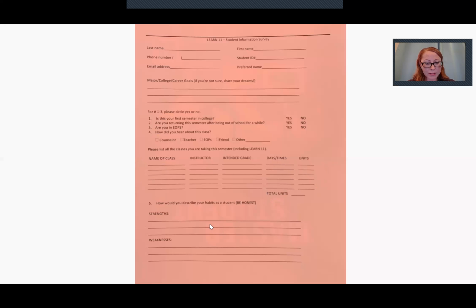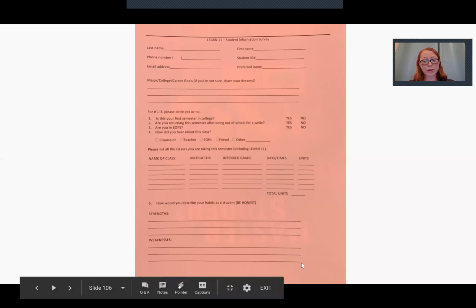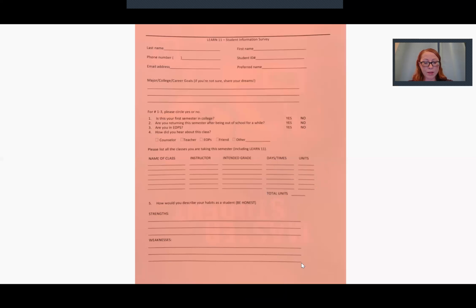The next one asks, how would you describe your habits as a student? And it asks you to put your strengths and weaknesses. Now, most of you have already taken the LASSI and the LTM, and so you can put down what that told you. Maybe it confirmed things you already knew about yourself, or maybe you got some new ideas from it and you're a little surprised, but you realize those are things you do need to work on or things that you are already good at. So you can list those, or maybe these are just things that you've already known about yourself.